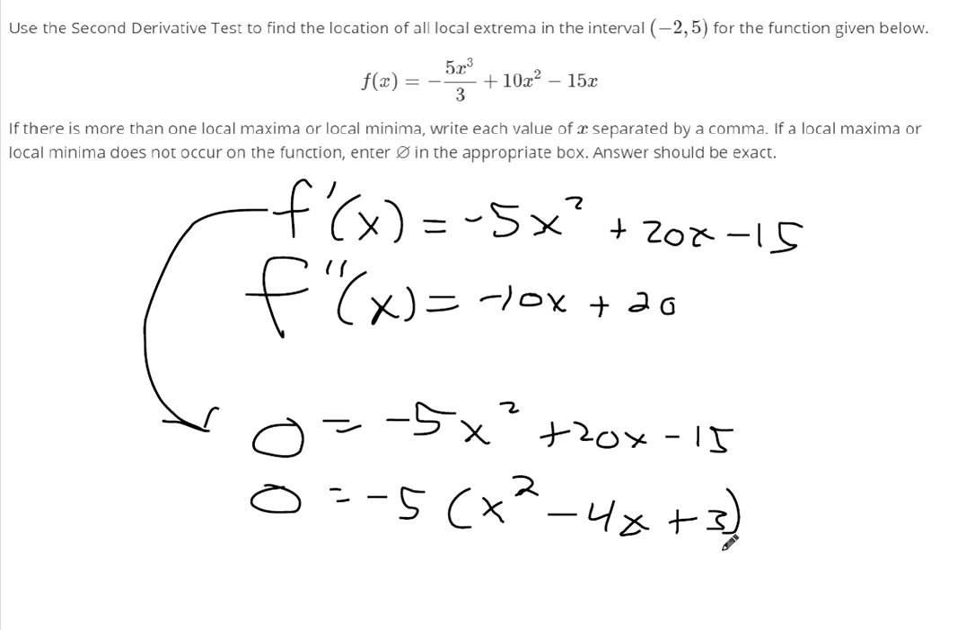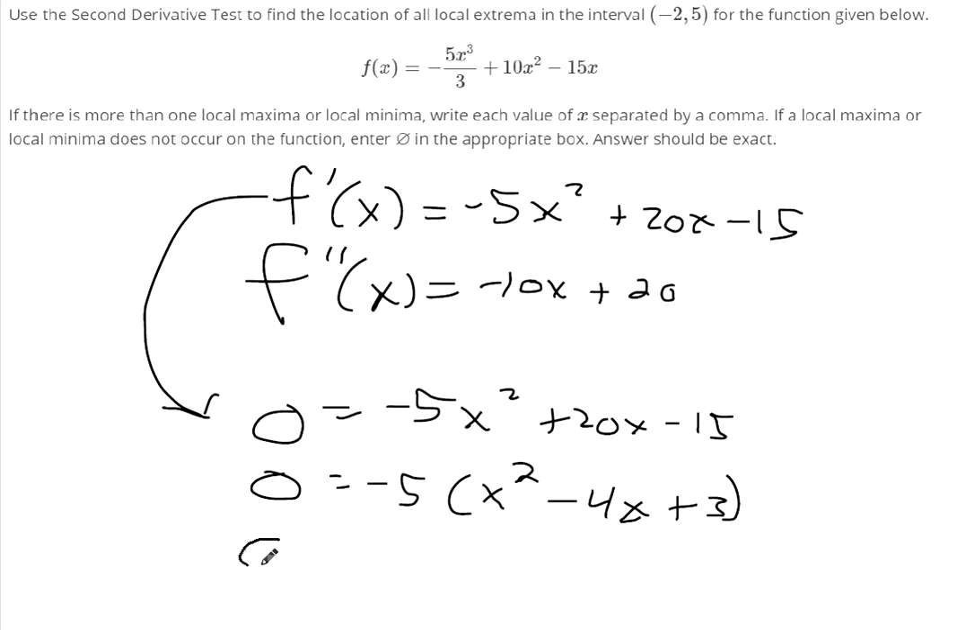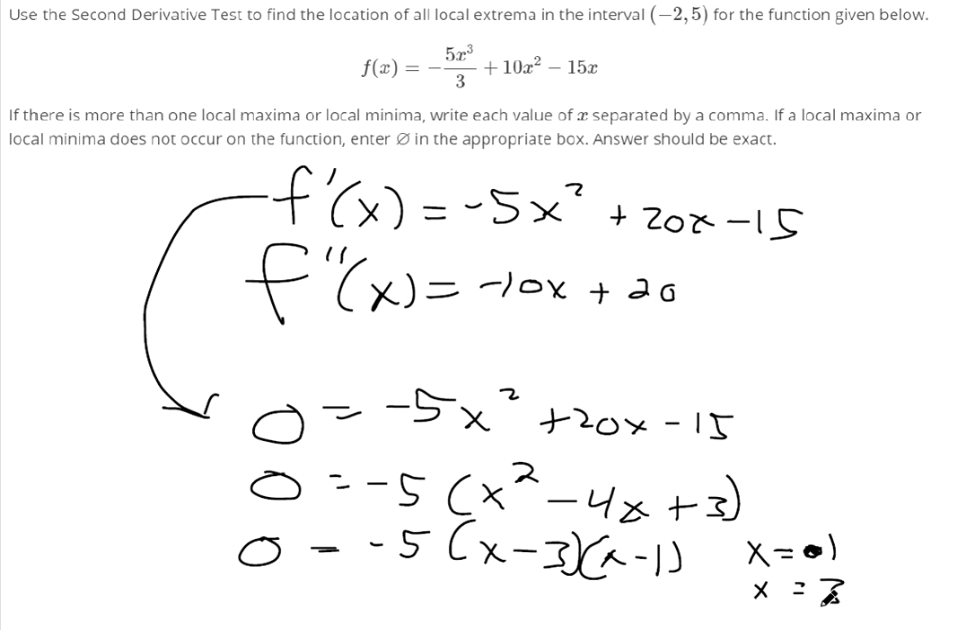I think I did that right. And so the parentheses can be factored. That's x minus 3 and x minus 1. So we got 2 critical points. x equals, not negative 1, positive 1, and x equals 3. Those are the critical points.